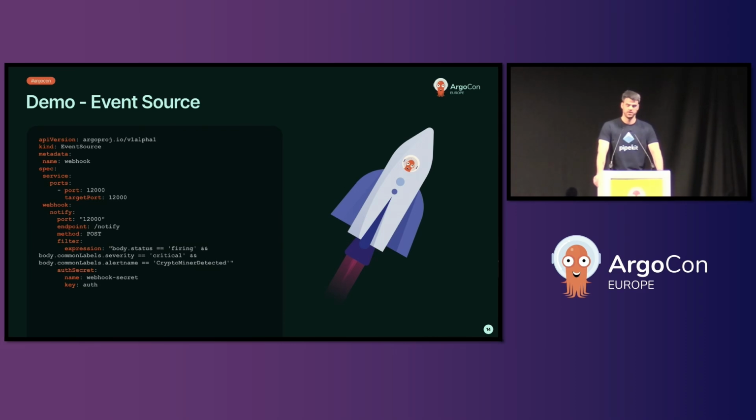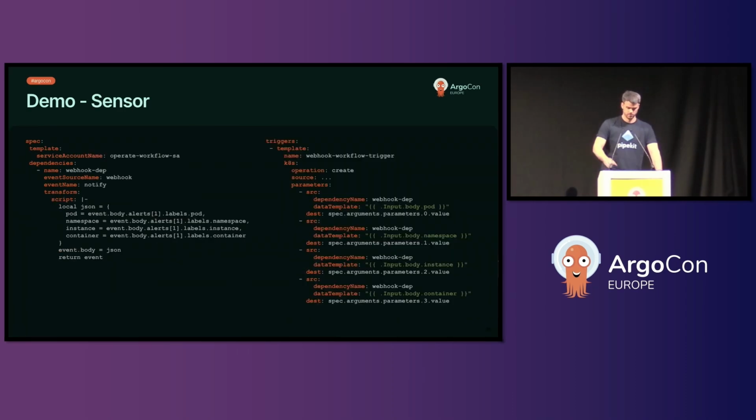Argo Events is also filtering all the requests, so we are acting when status is firing, severity is critical, and the name of the alert is crypto miner detected. Then the event source is using the default event bus to pass the events to the sensor. This event is then transformed into more friendly structure. We extract pod name, namespace, instance, and affected container from the event.